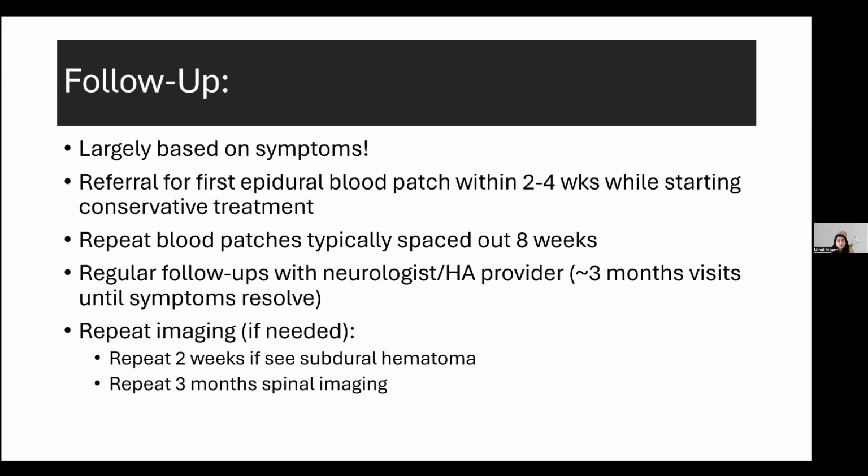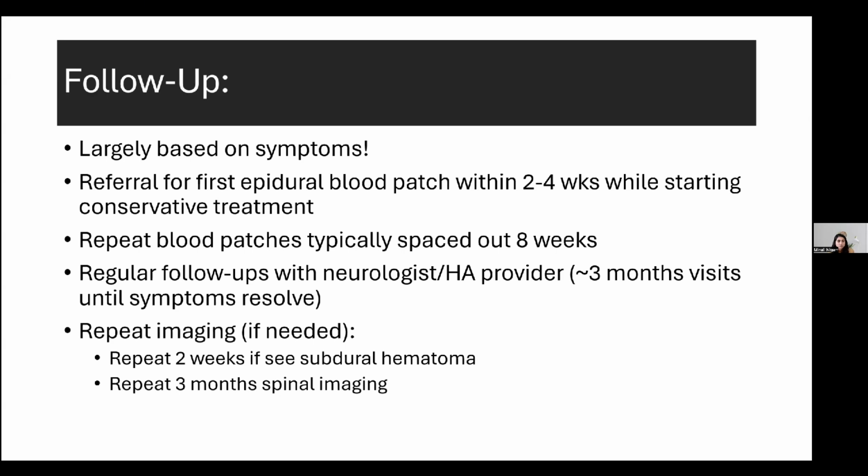If we do need a repeat blood patch, we usually space it out at least 2 months from the first blood patch. In terms of repeat blood patches and further interventions, it's all largely based on symptoms. So if a patient comes in and they're still having that positional aspect of the headache, even after the first epidural blood patch, that's when we'll consider a second one. A lot of it also depends on how disabling the pain is.